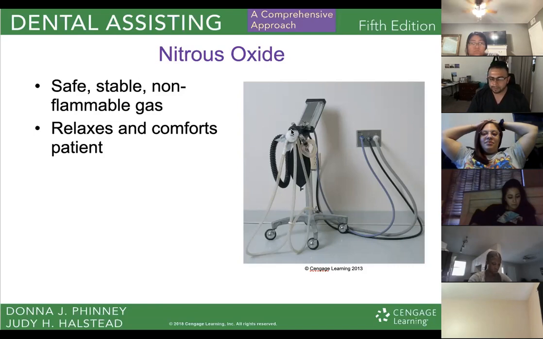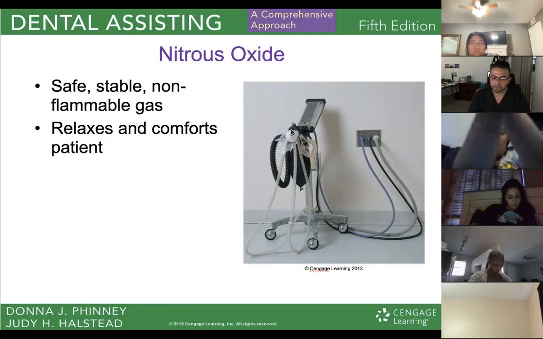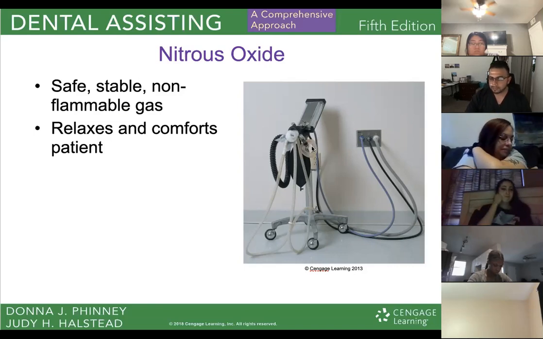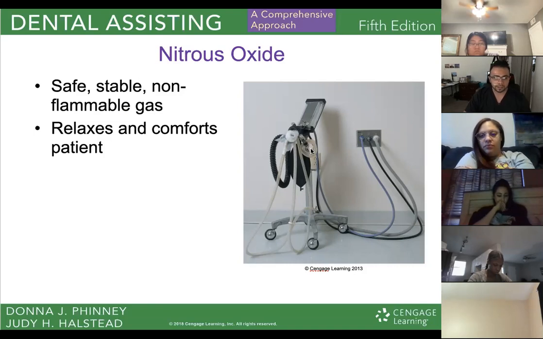So that's usually about 50%. Sometimes it's lower, sometimes it's a little bit higher. But a lot of these machines here, like we see here, have a safety device that won't even let you administer nitrous unless you're also giving them oxygen.